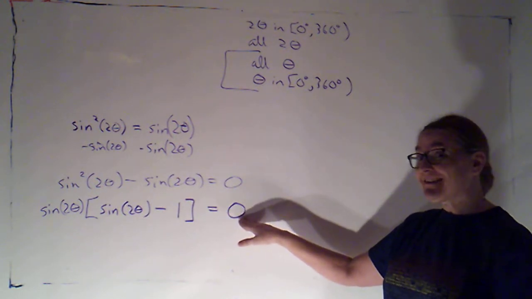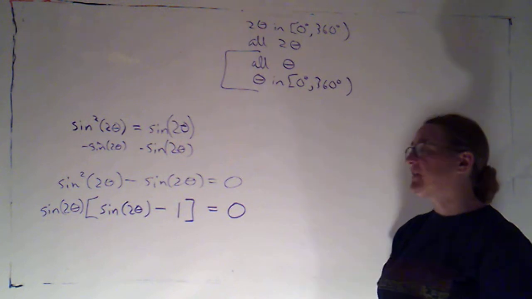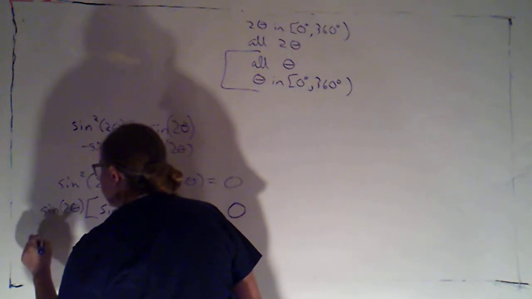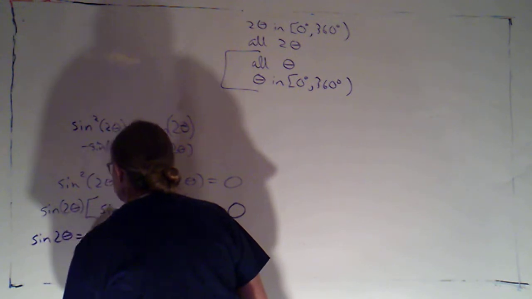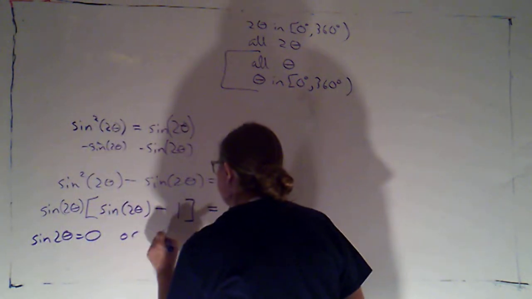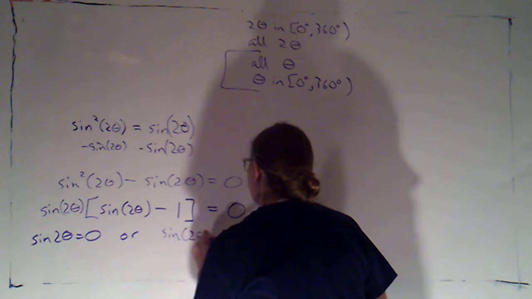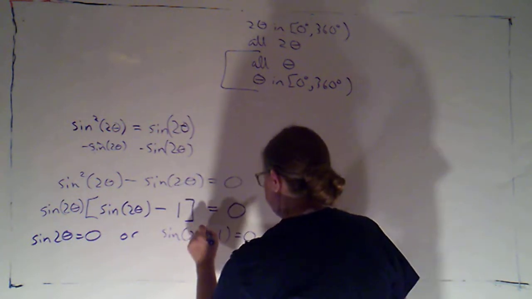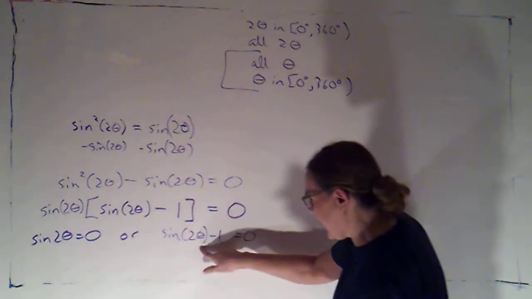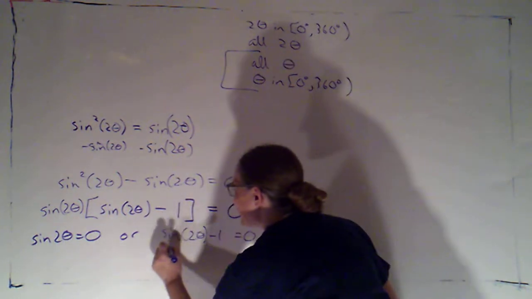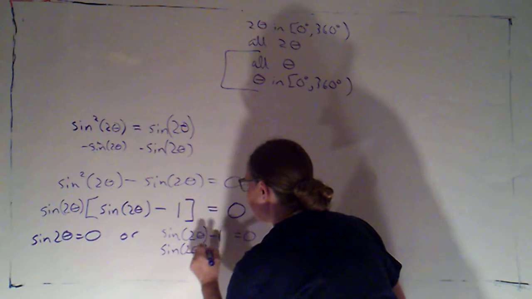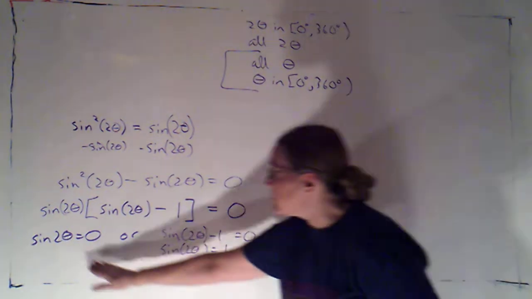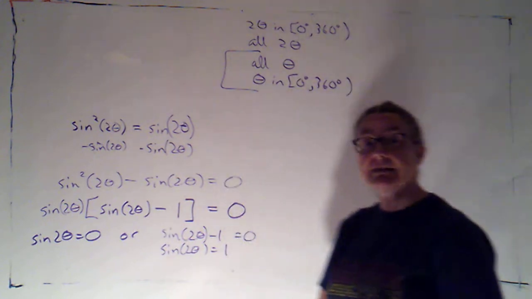Very important that that's 0, because if 2 things multiply to give me 0, one of them is 0. So I know that either sine of 2 theta is equal to 0, or sine of 2 theta minus 1 is equal to 0. Sorry. Sine of 2 theta, and then I'm subtracting 1. So that would be sine of 2 theta equaling 1. So let's start with sine of 2 theta equaling 0.